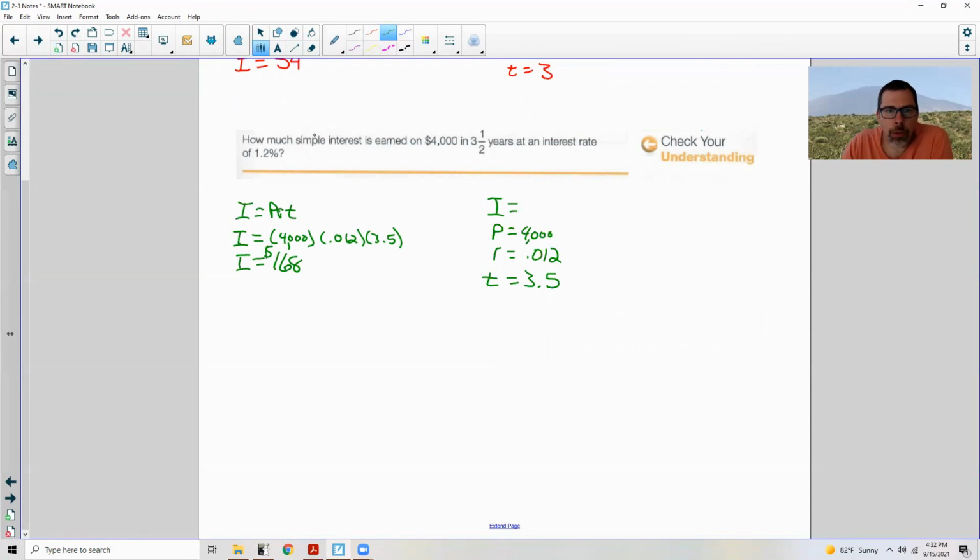It says how much simple interest is earned. It did not say how much is in the account. I am done when I answer this. Okay, and that's that.